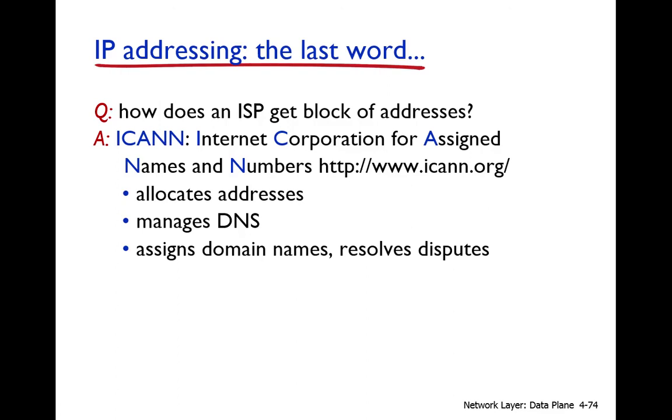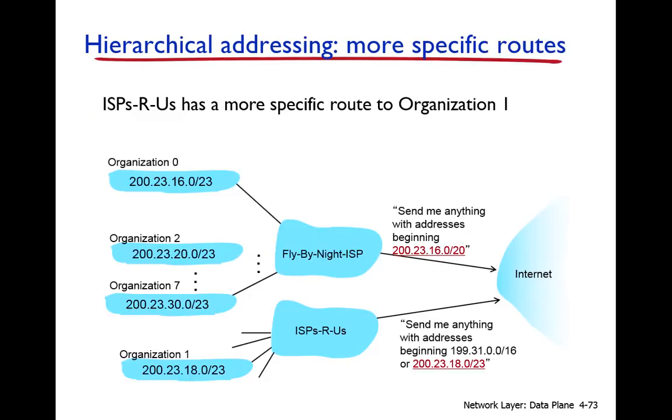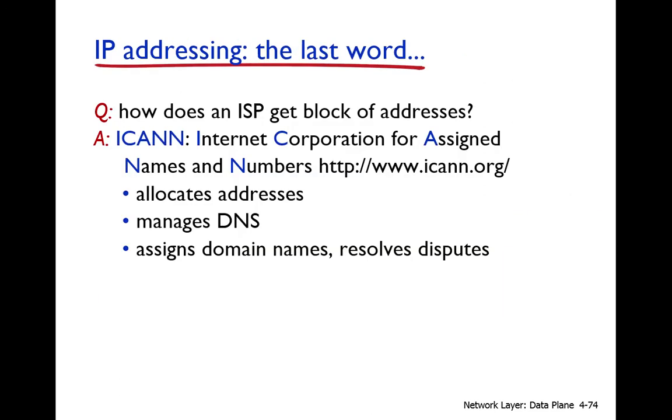Now, how does the ISP get the IP addresses? As we have discussed, organizations get the IP addresses from the ISP, and each ISP is given a block of IP addresses. So how does the ISP get these blocks? Worldwide we have an organization called ICANN, the Internet Corporation for Assigned Names and Numbers. It allocates IP addresses, manages DNS, assigns domain names and resolves disputes.